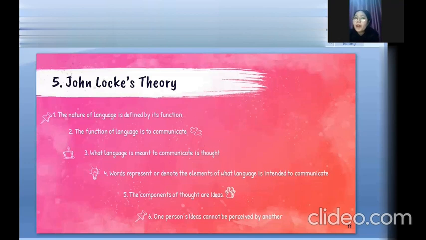For the last point, number 6, one person's ideas cannot be perceived by another. In this point, the ideas of one individual are incomprehensible to another. Aside from all these assumptions, Locke asserted what appeared to be common sense when he claimed that there is no natural connection between sound and idea. So the relationship between word and idea is arbitrary. Next slide, please.